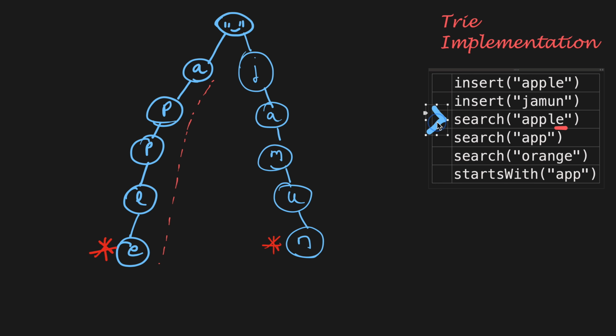Similarly, when we search for the word app, we successfully trace the path here as well. However, the is end of word flag on the final P is not set, so we return false. And for a word like orange, the search is even faster. We can check at the root itself that it has no child O, so we return false immediately.